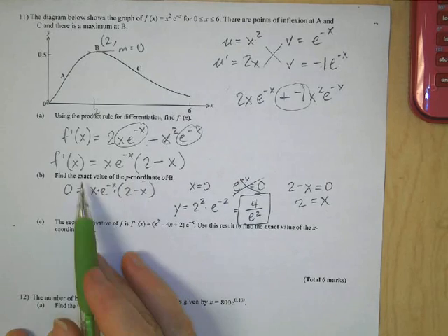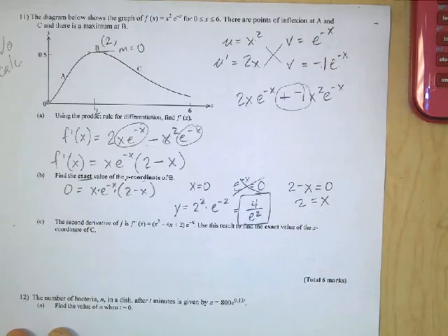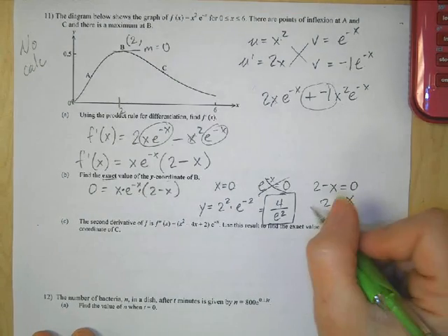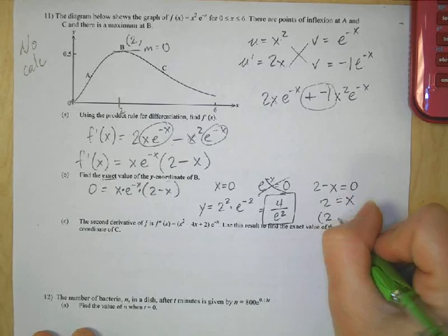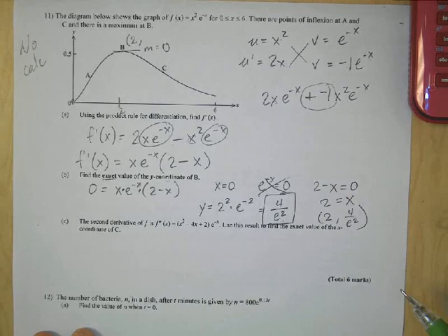Notice it says exact value. I'm saying this is a no calculator problem because they want exact values. They don't want me to round that off. So point B is at 2, 4 over e squared. But it just asks for this answer. That's the y coordinate. All right, the second derivative of f, and they give it to us.